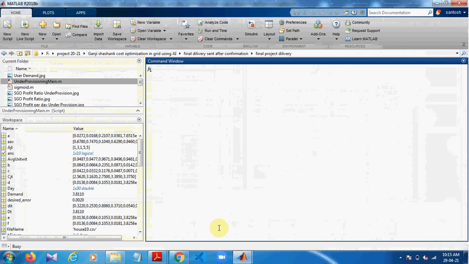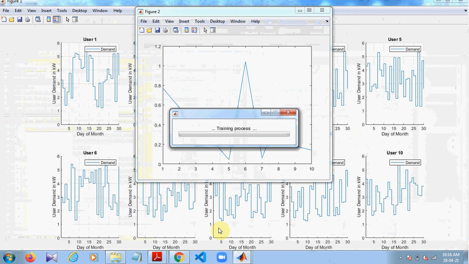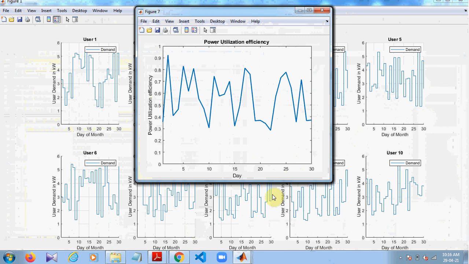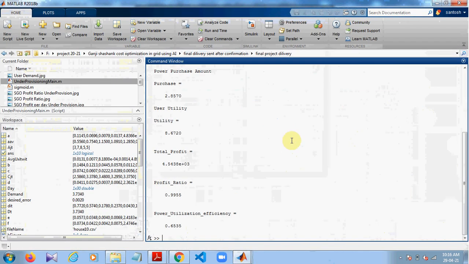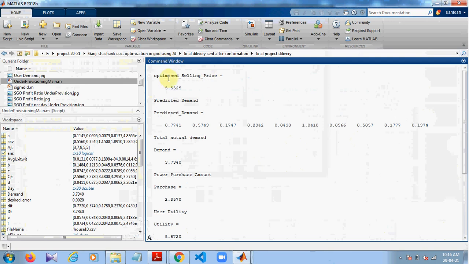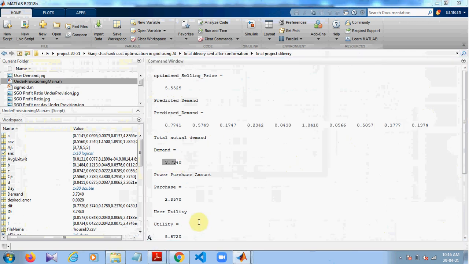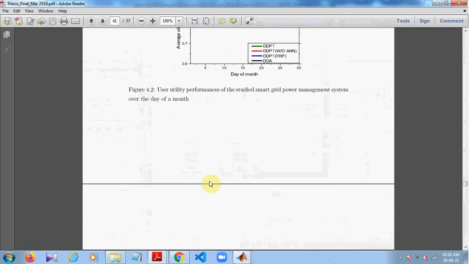So likewise, we have completed all the simulation in MATLAB, and all the results mentioned in the base paper were proven very optimally and very cleanly. We have printed all the performance metrics to show our outcome. So our system is running the under provision scenario. The neural network is predicting the user demands in the under provision scenario. By this way as well, our system has given the outcome. In the under provision scenario, our selling price is given like that, predicted demand is like this, total actual demand. We'll see this result as well in the thesis to verify the results.